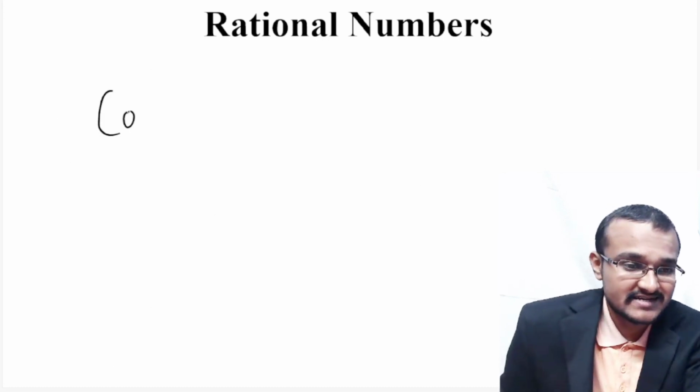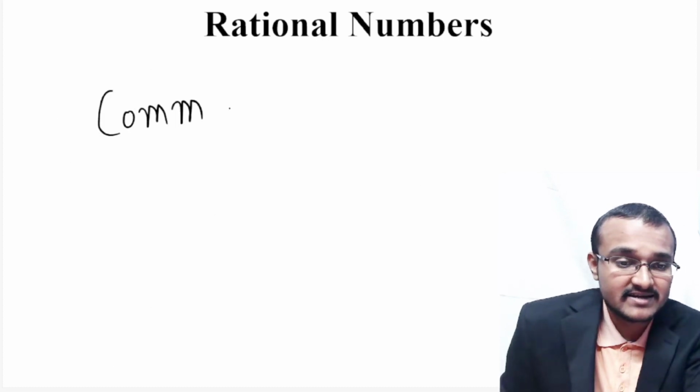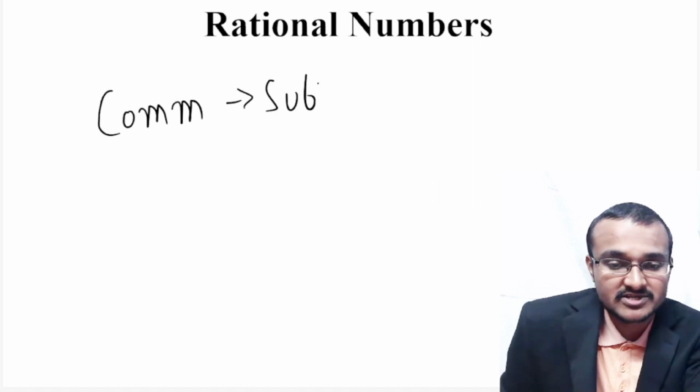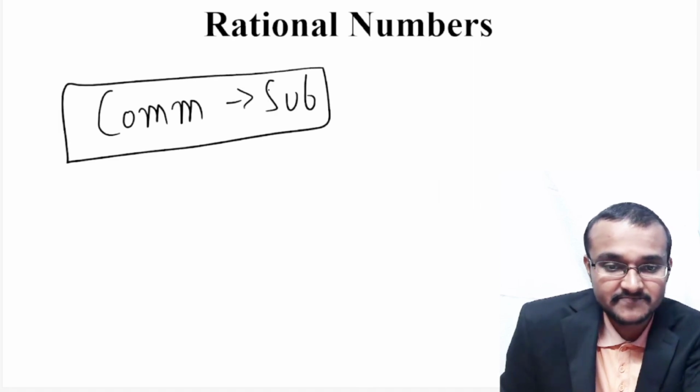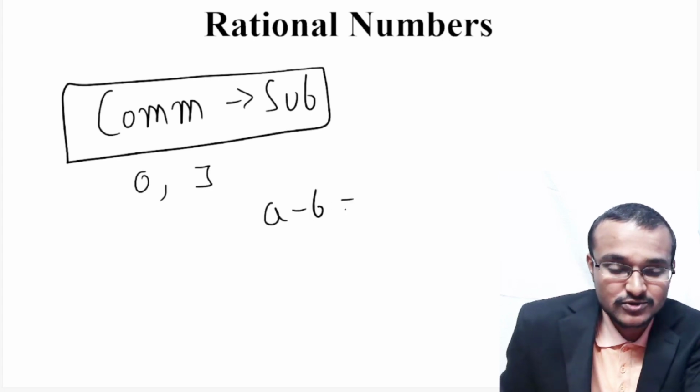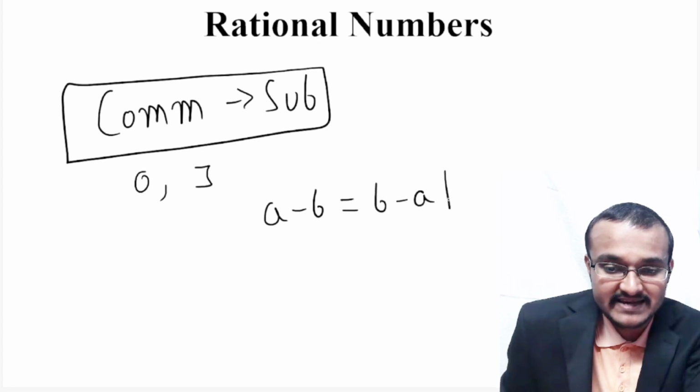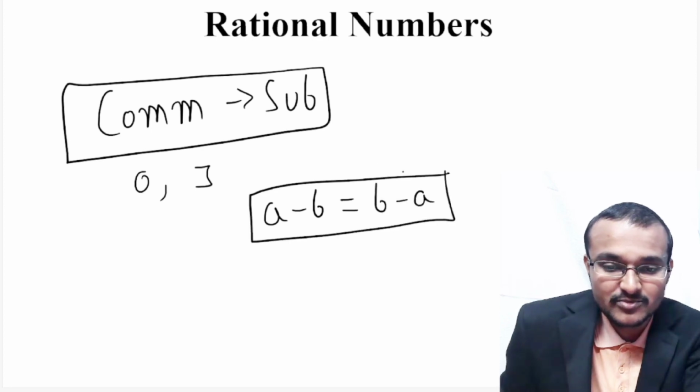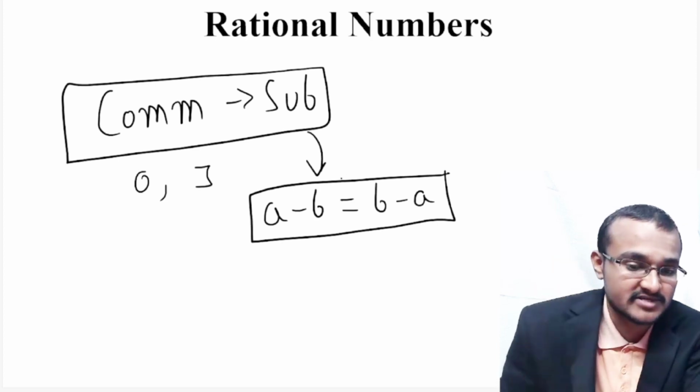Now let us test commutative property under subtraction for these whole numbers, whether it will be satisfied or not. Let us take the same example, 0 and 3. Now a minus b should be equal to b minus a. Then only this commutative property under subtraction will be satisfied for that particular set of numbers.